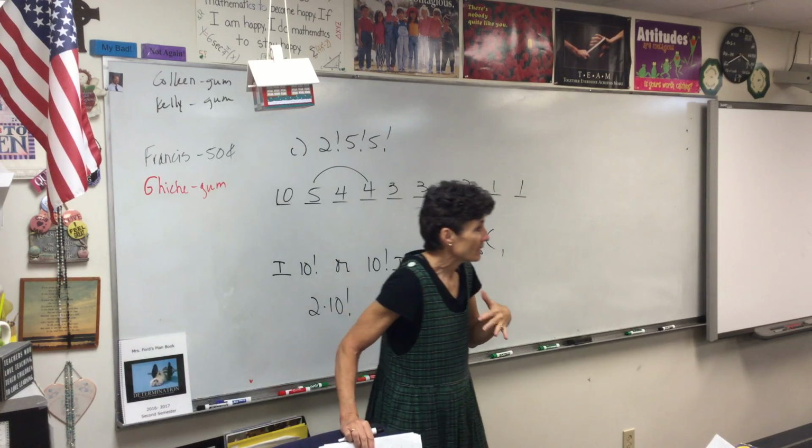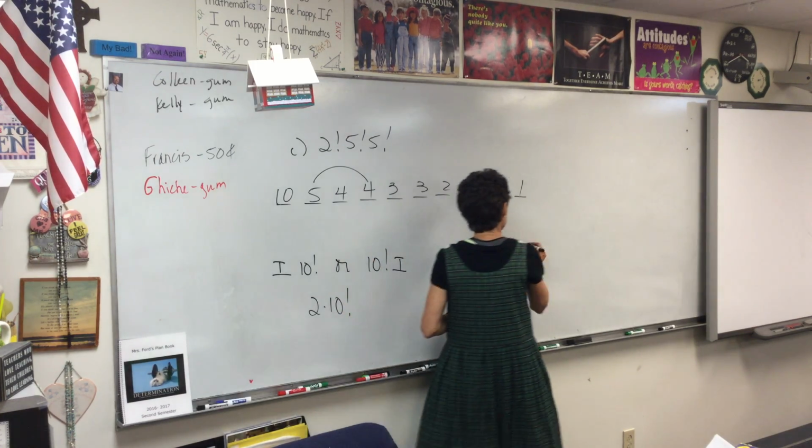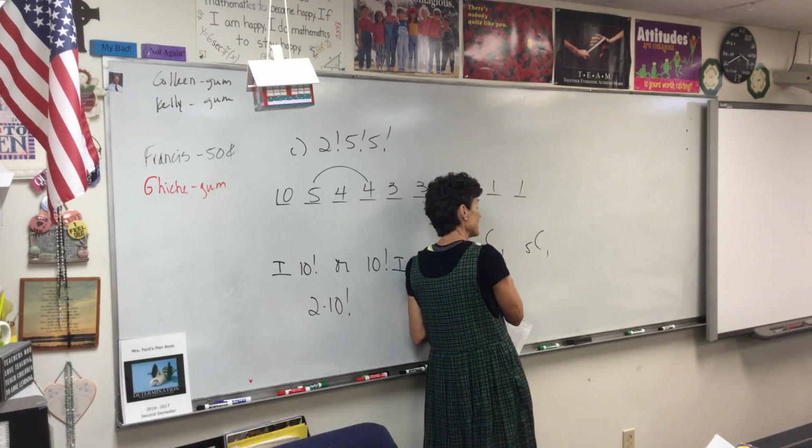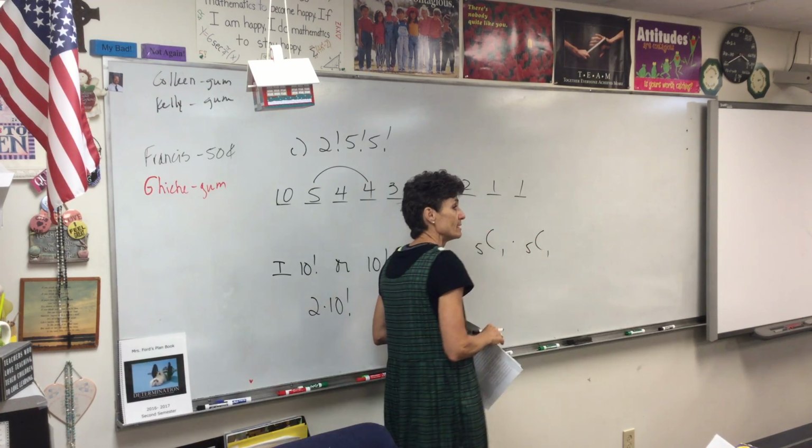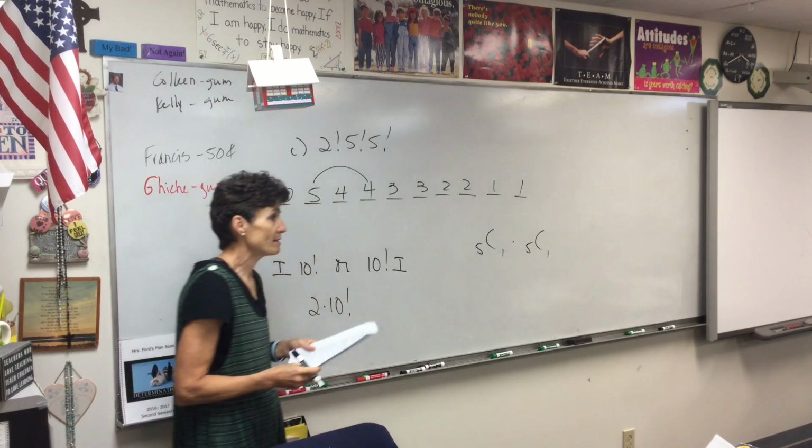Now what would the queen be? Same thing. Since you are picking a king and a queen, you will multiply them.